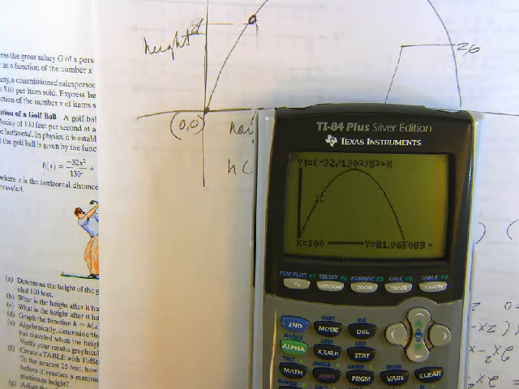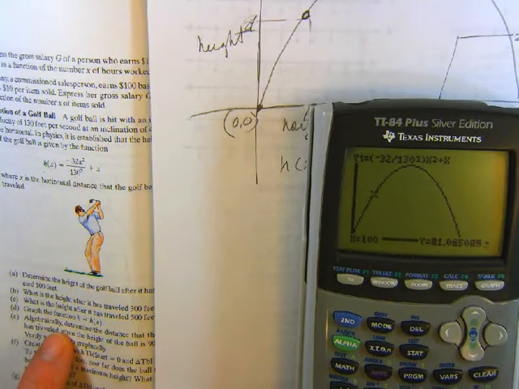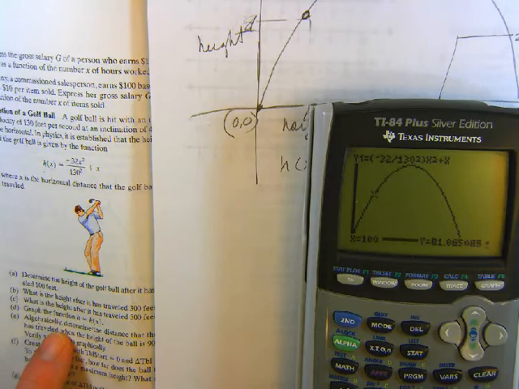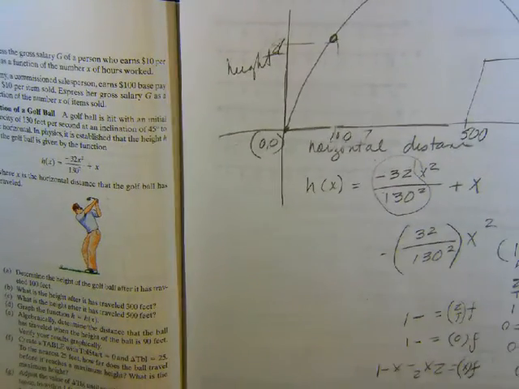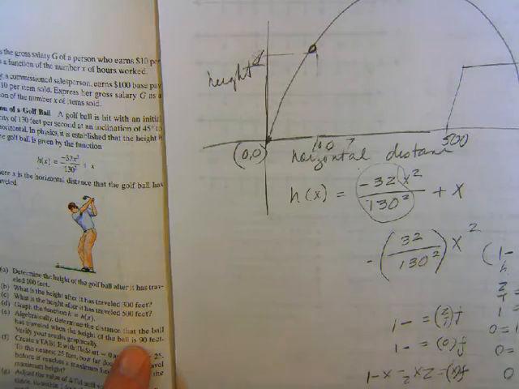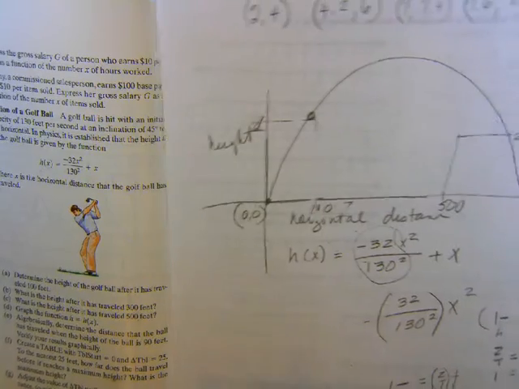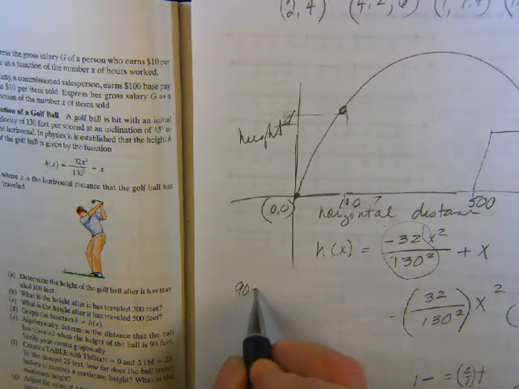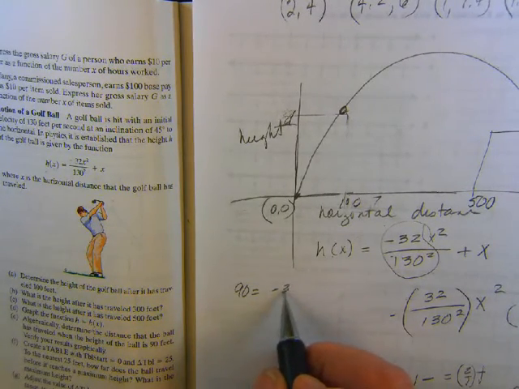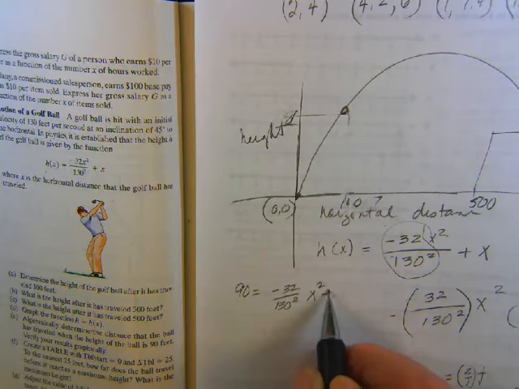So we've got B and C. We've graphed it with D. Now, E says to algebraically determine the distance that the ball has traveled when the height is 90 feet. What am I going to do with that height then? Where does it go? Right here, so I've got 90 is equal to negative 32 over 130 squared, x squared plus x. Alright, how in the world am I going to solve that for x?